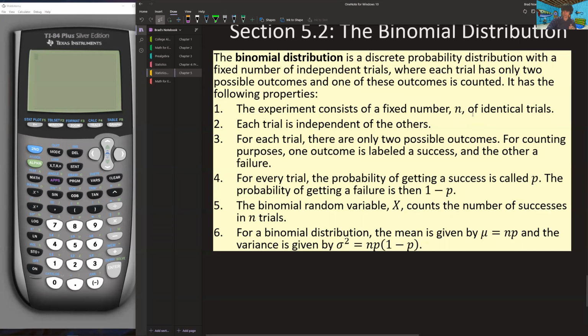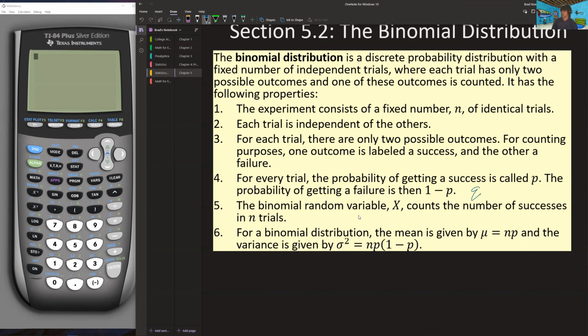It has n, so you have some predetermined amount of identical trials. Each trial must be independent. For each trial, there are two outcomes. For the purposes of how we discuss them, one of them is called success. Now, the success might be bad, but it's what we're testing, okay? The other is labeled as a failure. The probability of success is P. The probability of a failure is 1 minus P. Now, some textbooks, instead of leaving it as 1 minus P, call this Q. So if you see Q, that just means 1 minus P.